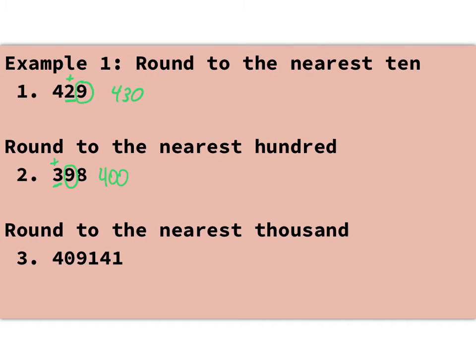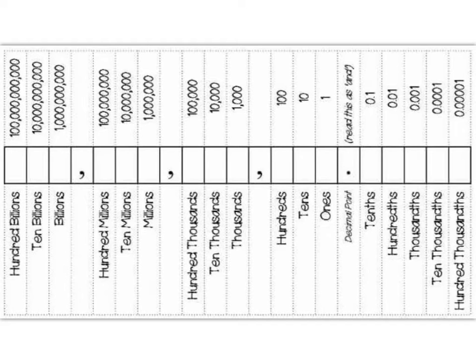Now round to the nearest 1,000. So you count ones, tens, hundreds, thousands, and then you look to the right of it. So what number do we have here? 409,000. And every other number to the right of your place value goes to 0. This makes it easy to add and estimate large numbers. Here's a place value chart to help you remember the words that go with each place value.